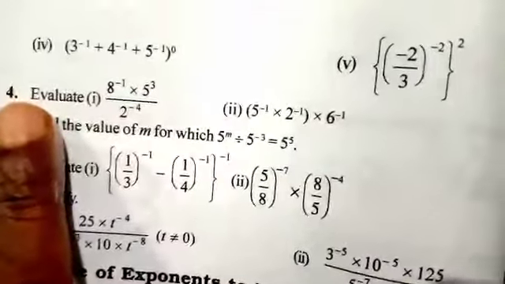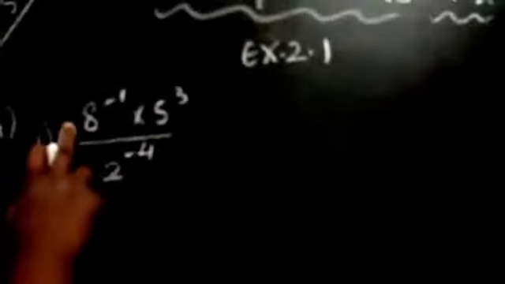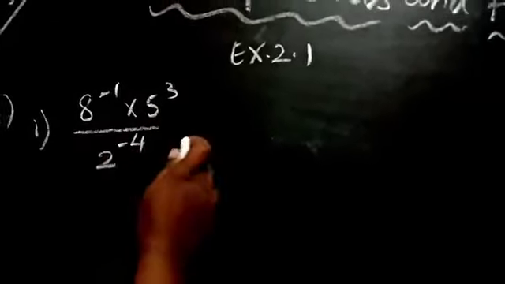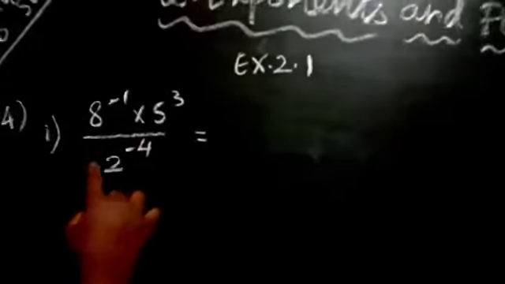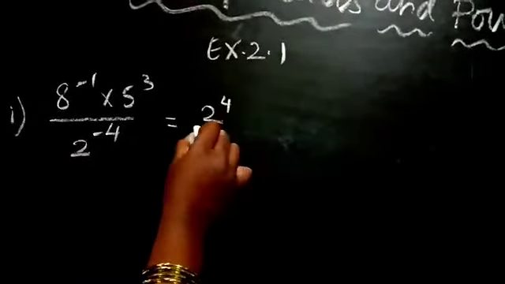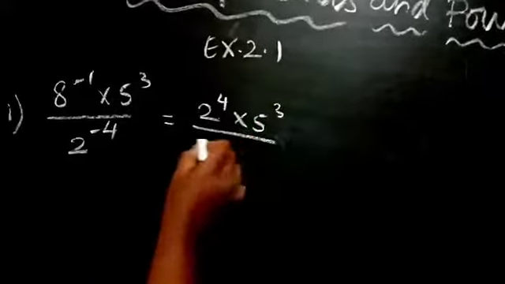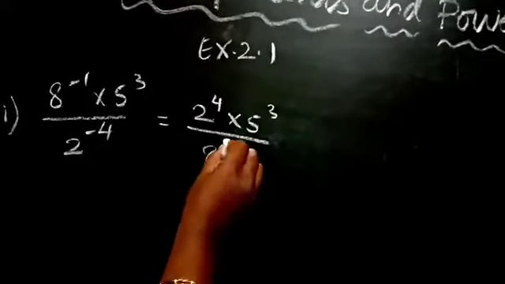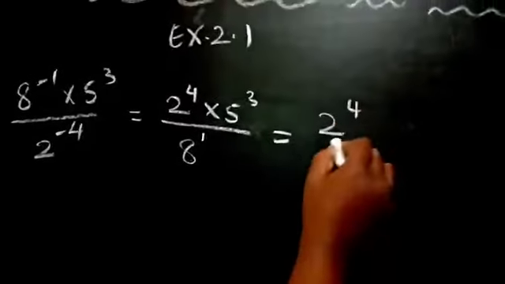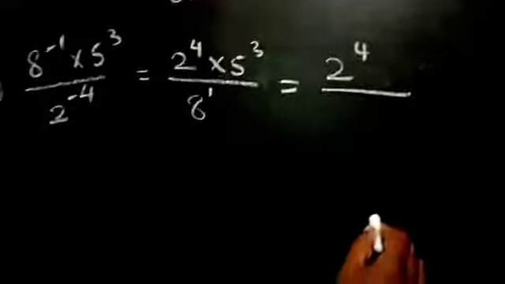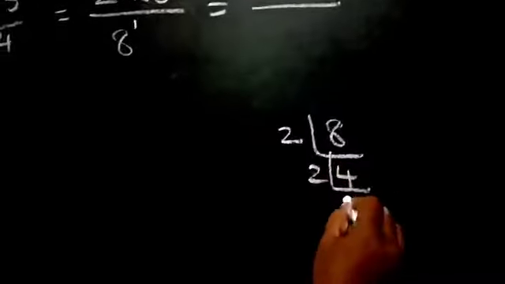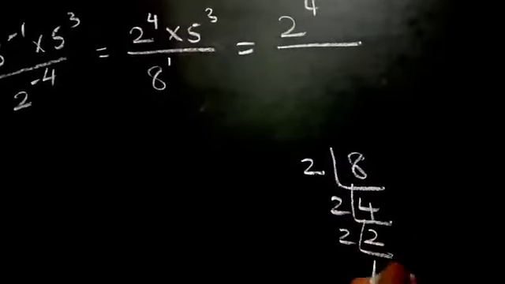Fourth main, evaluate. First one: 8 to the power of minus 1 into 5 to the power of 3, whole divided by 2 to the power of minus 4. We'll change this one into numerator and this one as denominator. So 2 to the power of 4 into 5 power 3 divided by 8 to the power of 1, positive 1. Here 2 to the power of 4 divided by this 8, we can divide by the second table: 4 2s are 8, again 2 2s are 4, and again 2 1s are 2.